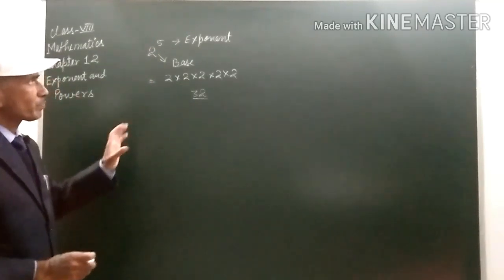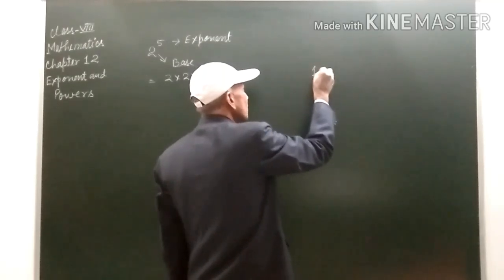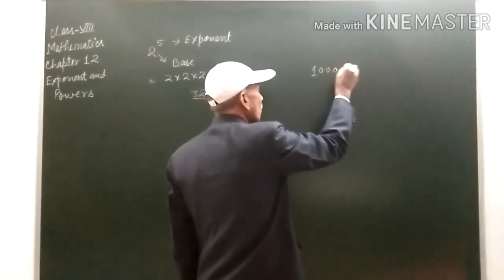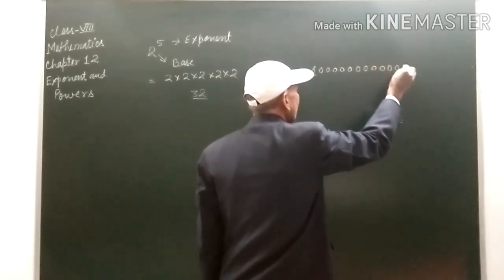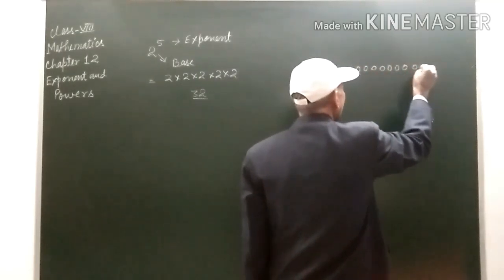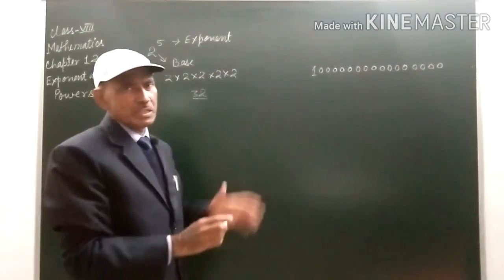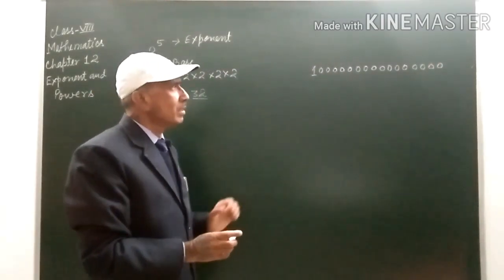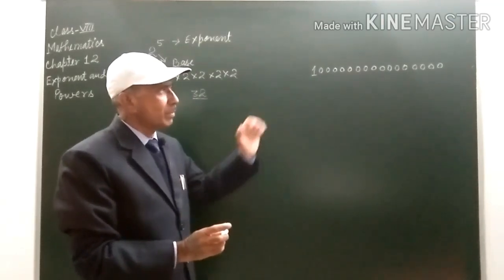Clear, friends? Like this, a number that is 1 followed by 16 zeros: 1, 2, 3, 4, 5, 6, 7, 8, 9, 10, 11, 12, 13, 14, 15, 16. Clear, friends? So, this is a long number.